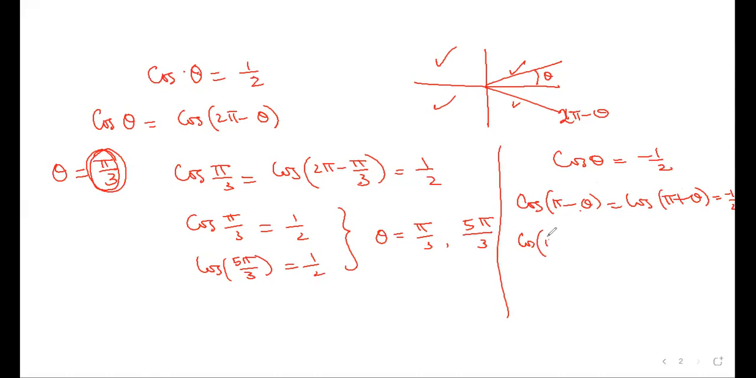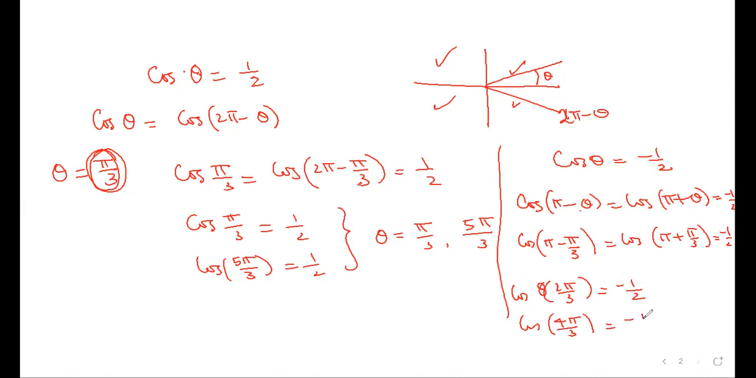So replace theta by pi by 3 in pi minus theta. This will come 2 pi by 3. And pi plus theta gives 4 pi by 3. Cos 2 pi by 3 is minus half, and cos 4 pi by 3 is minus half. So your principal values are 2 pi by 3 and 4 pi by 3. Is it clear to everybody? Any doubt? No, sir.